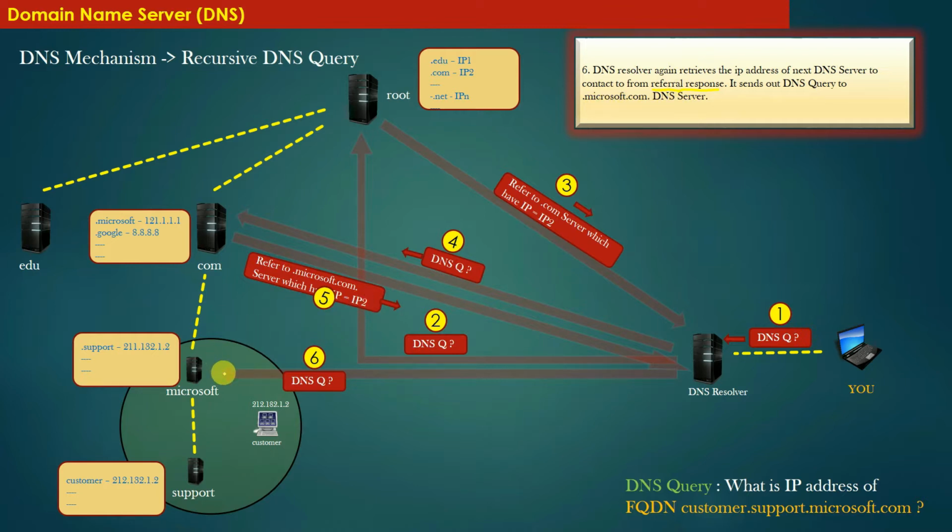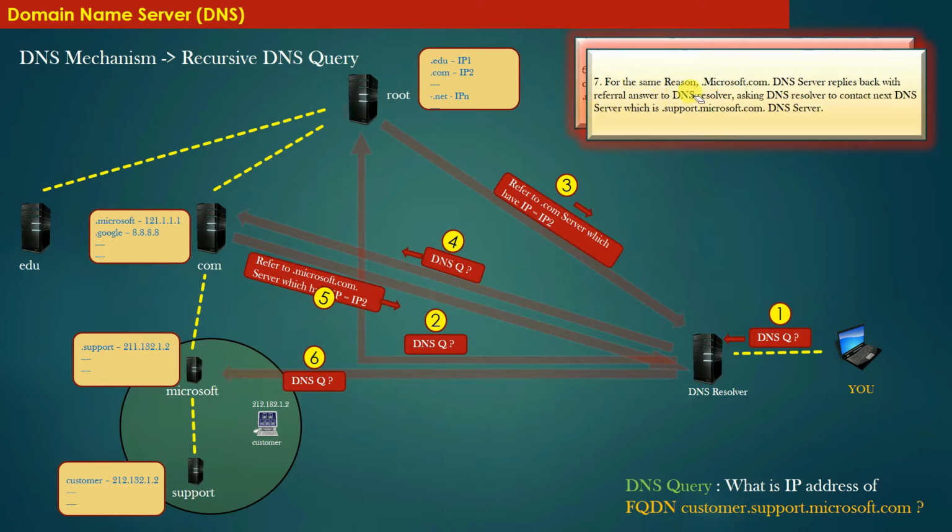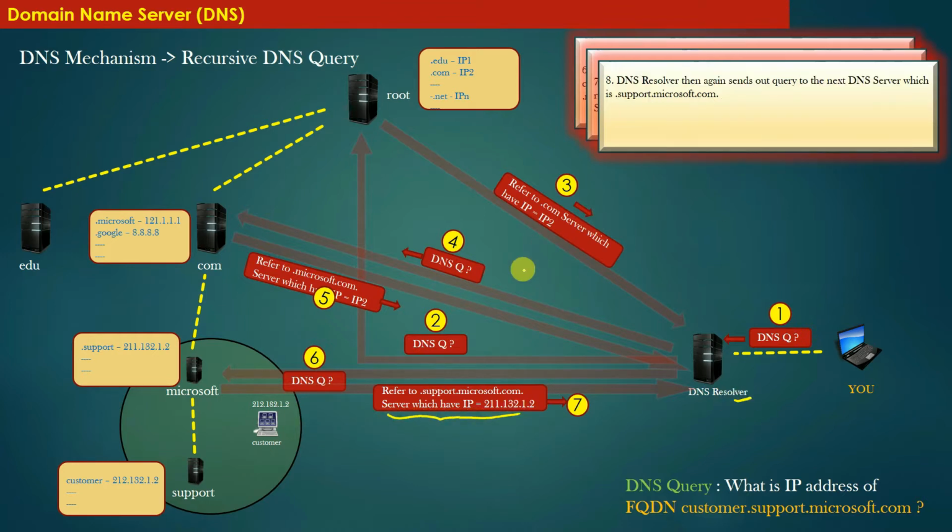Again, the same thing happens. The .microsoft.com DNS server replies back with the referral answer to the DNS resolver, asking the DNS resolver to contact the next DNS server, which is the .support.microsoft.com DNS server. Right? So you can see that the .microsoft DNS server again replies back to the DNS resolver with the referral answer. So again the same cycle is repeated. The DNS resolver then again sends out the query to the next DNS server. Now at this time the next DNS server is .support.microsoft.com.